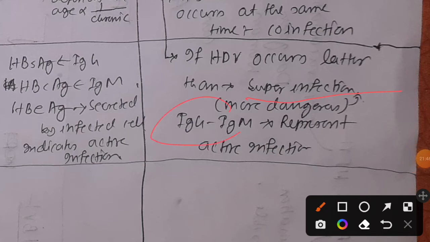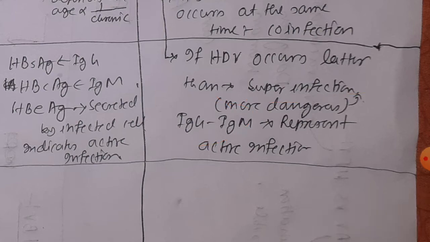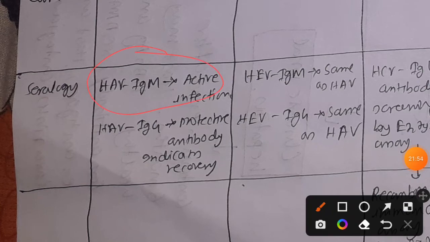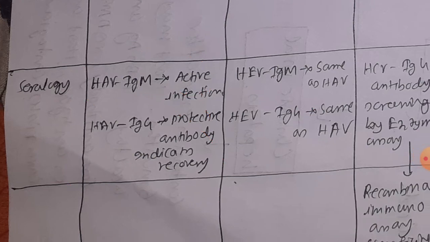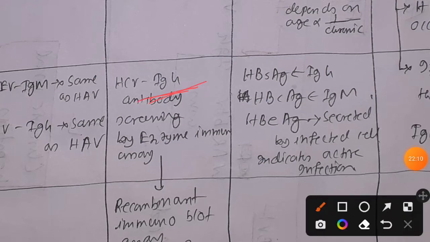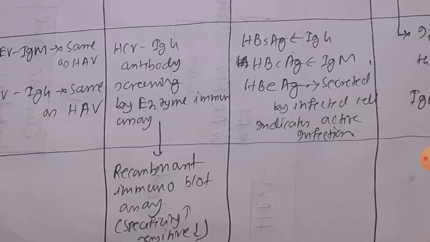Remember one thing here, IgG and IgM both represent active infection. So in hepatitis A, IgM shows active infection and IgG acts as a protective antibody. In hepatitis E, the thing is the same. In hepatitis C, we are mainly relying on IgG, which helps us screen the condition with the help of enzyme immunoassay or recombinant immunoblot technique. Recombinant immunoblot assay is specific but not sensitive, that is why we rely on RT-PCR.